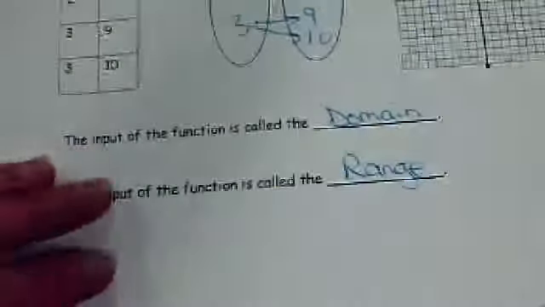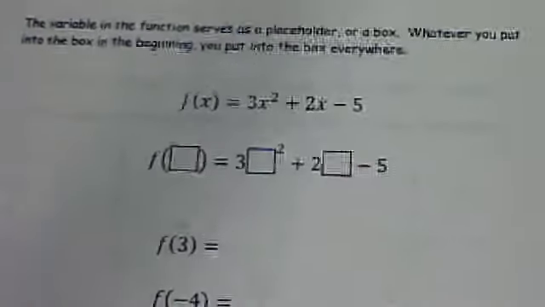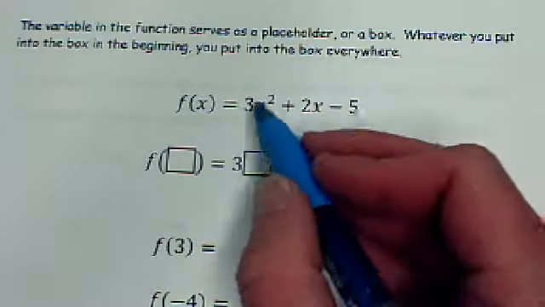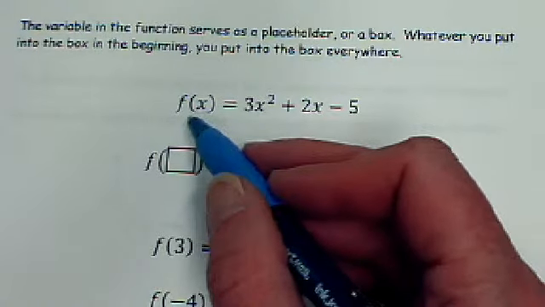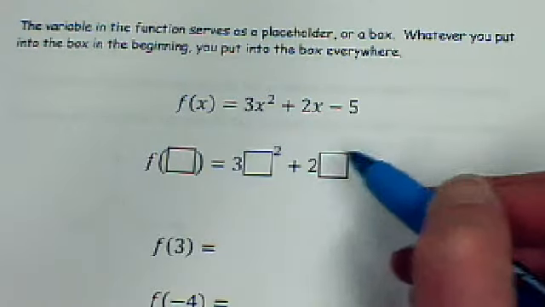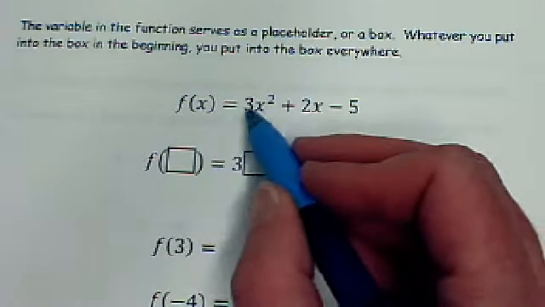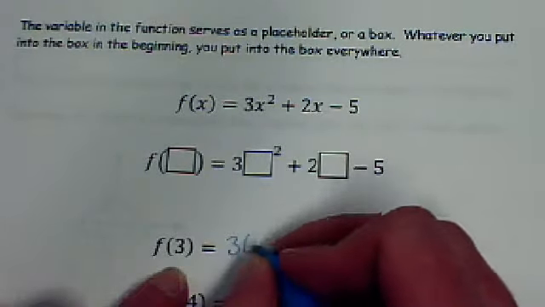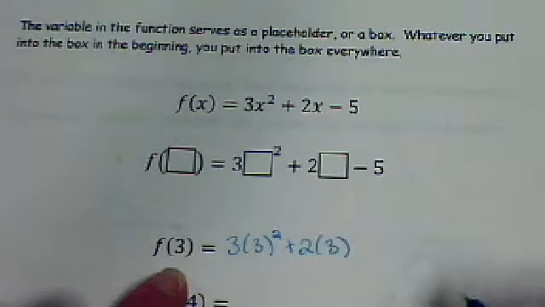Now let's talk a little bit more about function notation. Function notation: f of x equals 3x squared plus 2x minus 5. This x is the placeholder for our input, our domain. You can think of it as a box that gets filled in with whatever is placed in there. So if this had an x, then we have an x and an x. If it has a 3, then we are literally going to plug in 3 and a 3 every time there was the box.